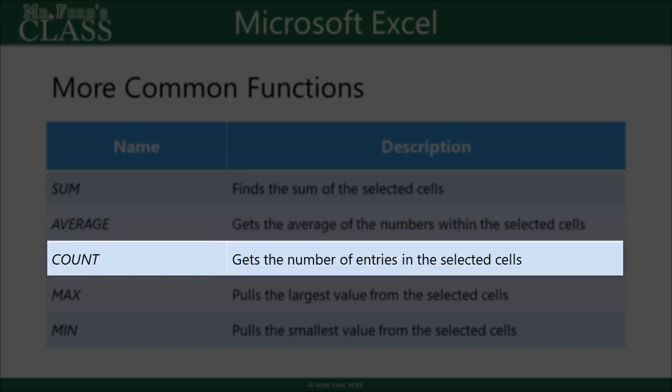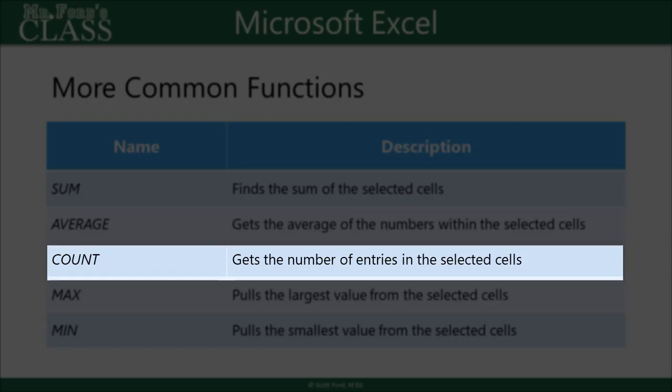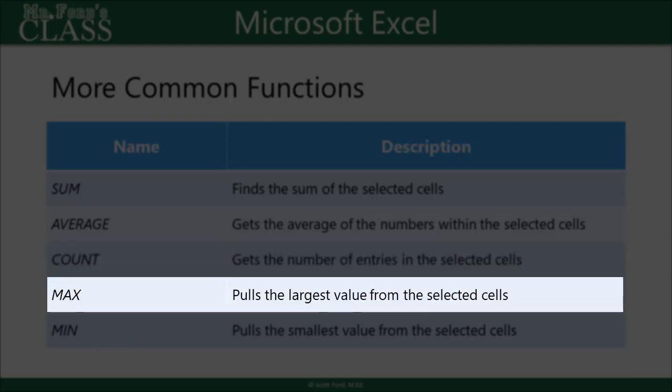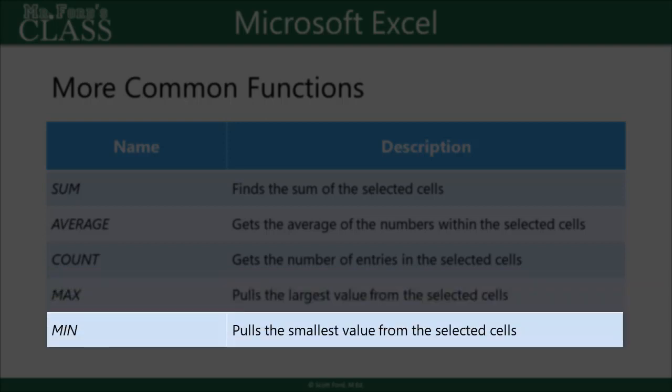You need count, which gets the number of entries in the selected cells. You need to know max, which is going to find the largest value in the selected cells. And you'll need to know min, which pulls the smallest value from the selected cells.